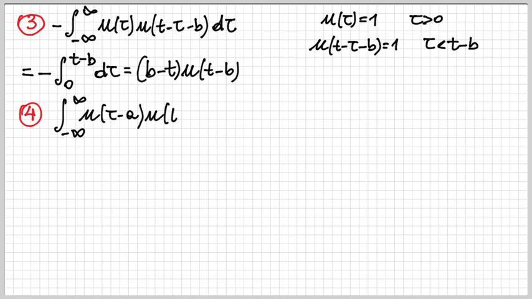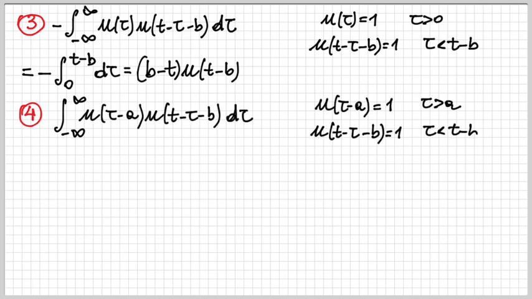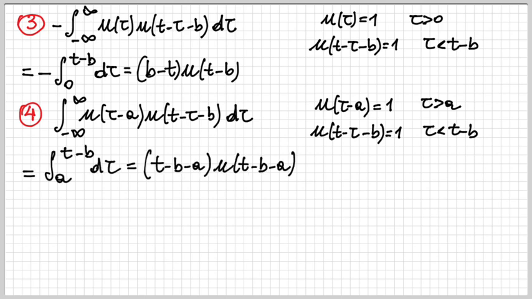Finally, the fourth integral, by using again the same approach, will be rewritten as an integral between a and t minus b in d tau. So of course the result is going to be t minus b minus a when t minus b minus a is positive. So I express this by multiplying again by a step function u of t minus b minus a.